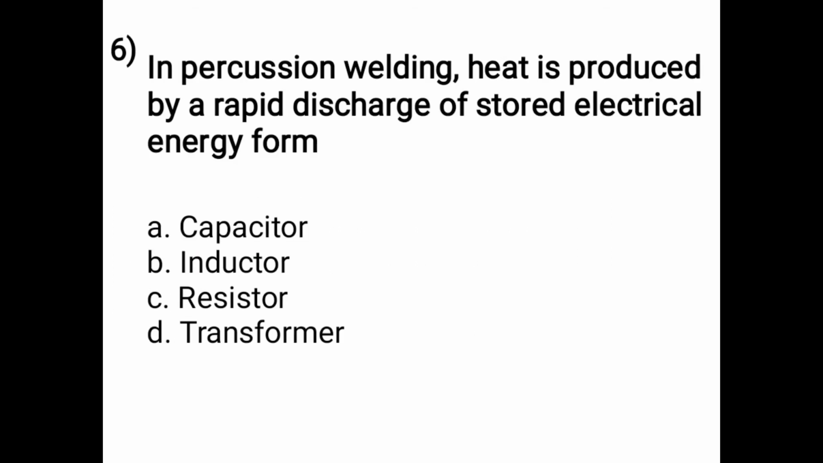Then the next question is: in percussion welding, heat is produced by a rapid discharge of stored electrical energy from. Options: A, capacitor; B, inductor; C, resistor; D, transformer. So the correct answer is option A, capacitor. Means in percussion welding, heat is produced by a rapid discharge of stored electrical energy from a capacitor.